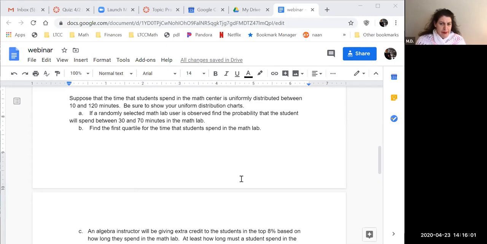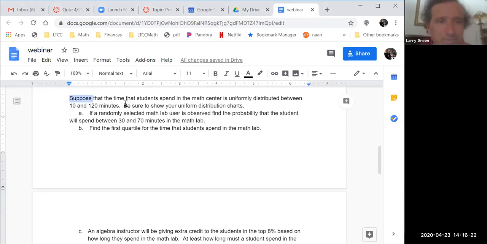So here's an example. Suppose that the time that students spend in the Math Center, and maybe nowadays the Math Center is Cranium Cafe, by the way, is uniformly distributed between 10 and 120 minutes. By the way, when I say suppose, I just made it up, just go with it.